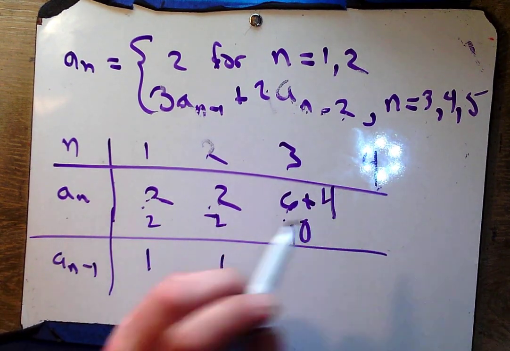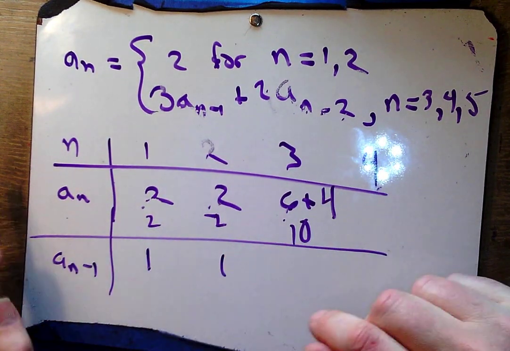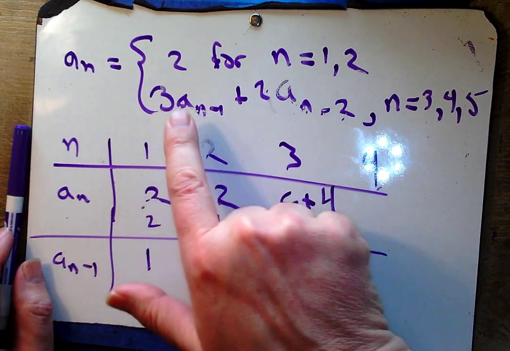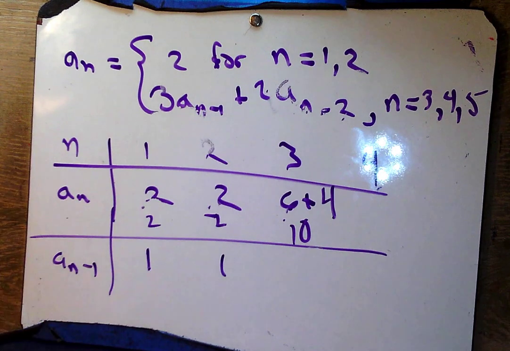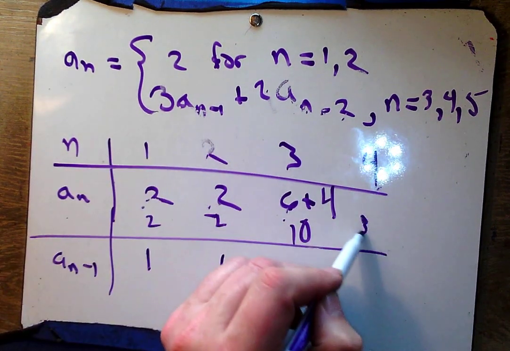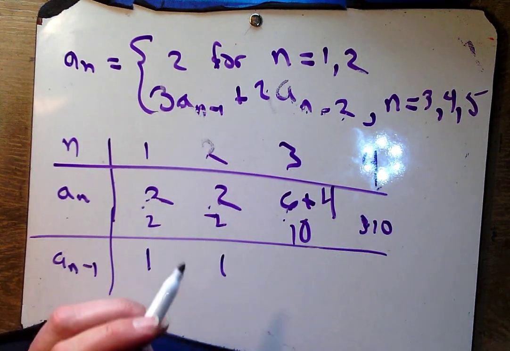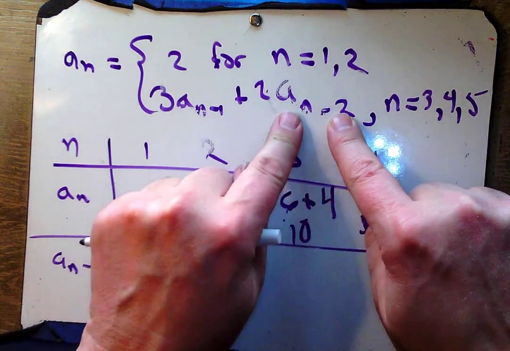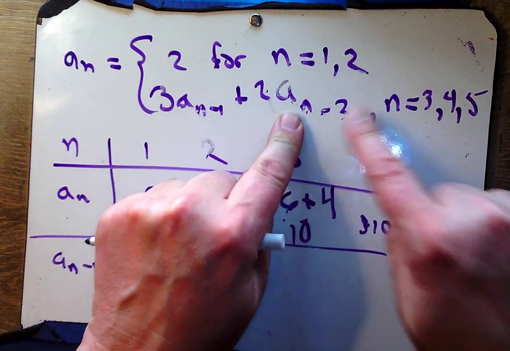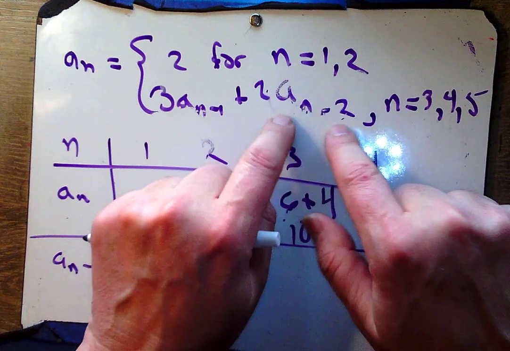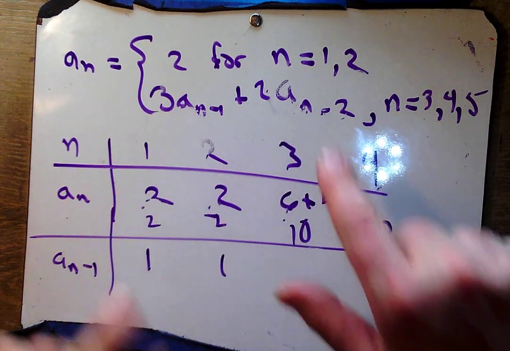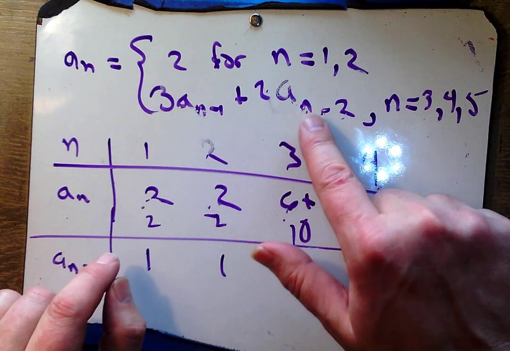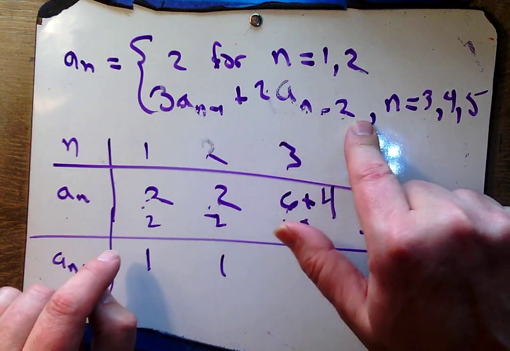And if I plug in a 4, 3 times the value not of the fourth term, but the third term, so that's 3 times 10. And for this one, this is the value 2 terms ago. So I'm doing the third term. This is the first term. Okay, so a sub 4 minus 2 is 2.